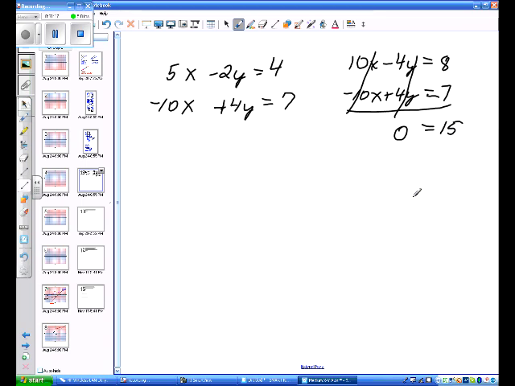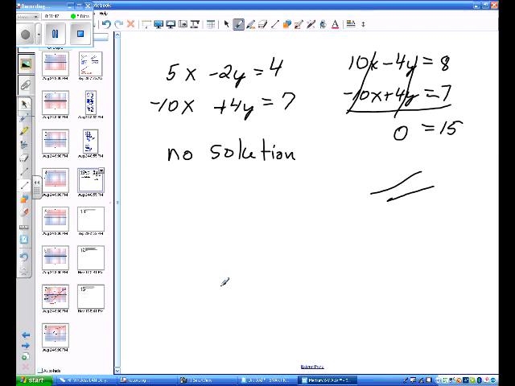Well, here again we have a system where all the variables dropped out, but in this case we have a false statement. 0 does not equal 15. So since this is not true, there is no solution. This would be a case of having parallel lines that never cross. There's no solution, and this system would be inconsistent, is the type of solution that we would call this.